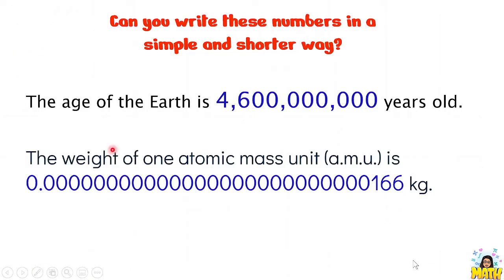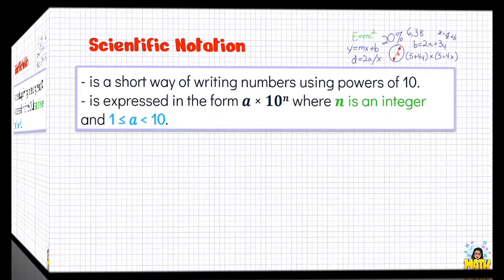Now, let's take a look at this example. Can you write these numbers in a simple and shorter way? The age of the Earth is 4,600,000,000 years old. This number is quite large, while the weight of one atomic mass unit is this. And as we can see here, ang number naman ito ay too small for its weight. Paano kaya natin mas gagawing simple ang pagsulat ng mga numbers na sobrang laki or sobrang liit?